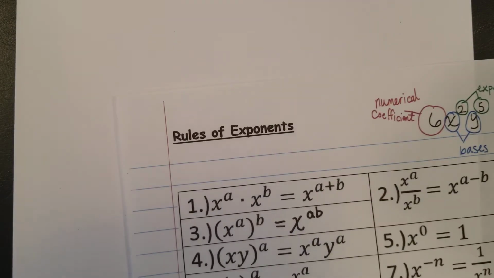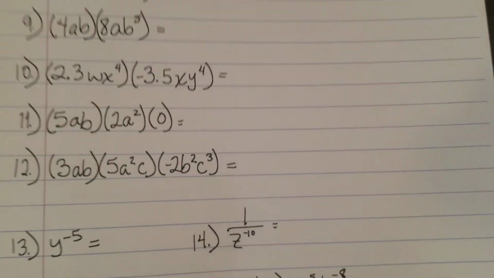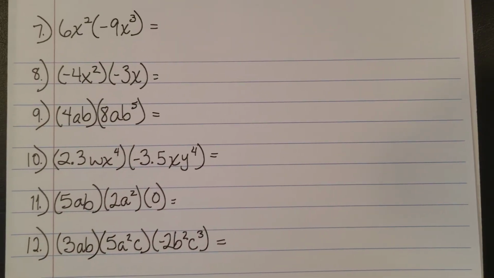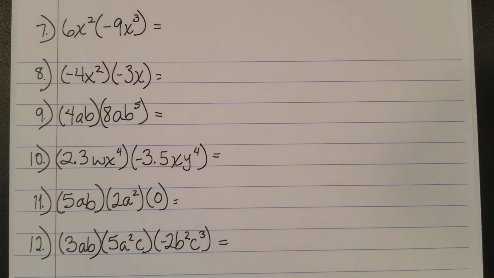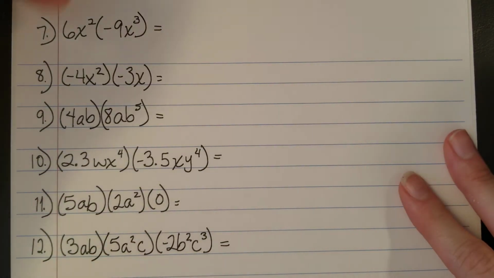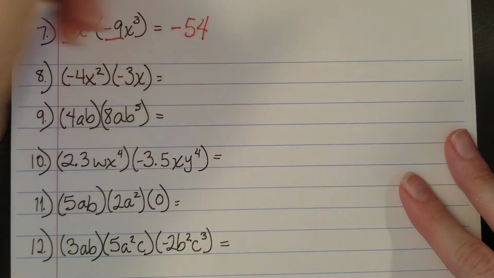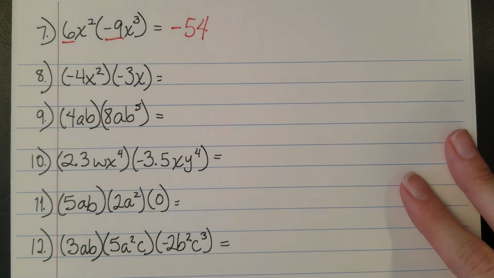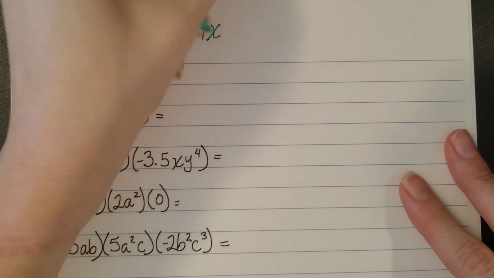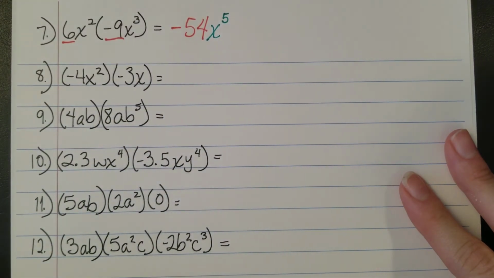All right, let's see, keep this page handy with my rules on it. Go to the next page, number 7. Okay, so we're going to multiply the numerical coefficients. So 6 times negative 9 equals negative 54. And then for the x's, we're going to add those exponents. So 2 plus 3 is equal to 5. So our answer is negative 54 x to the 5th.